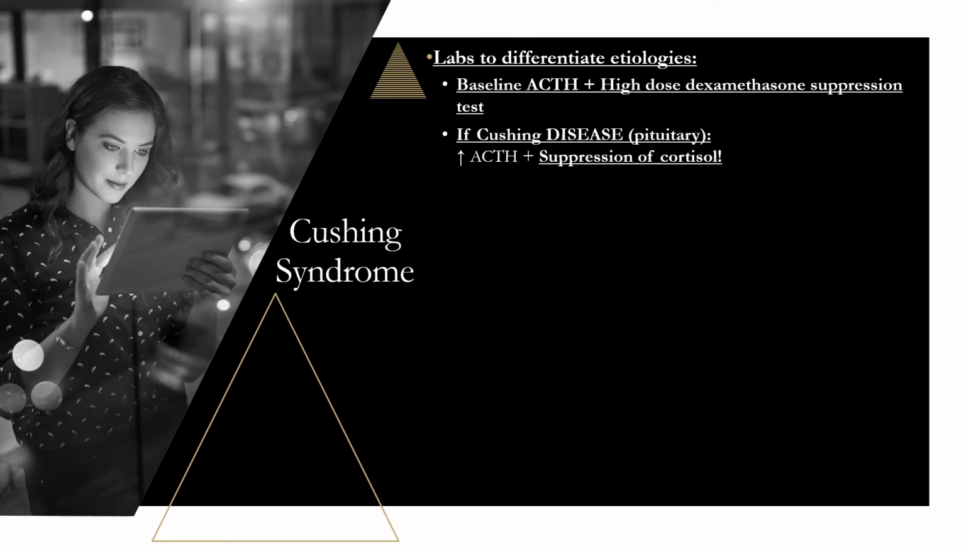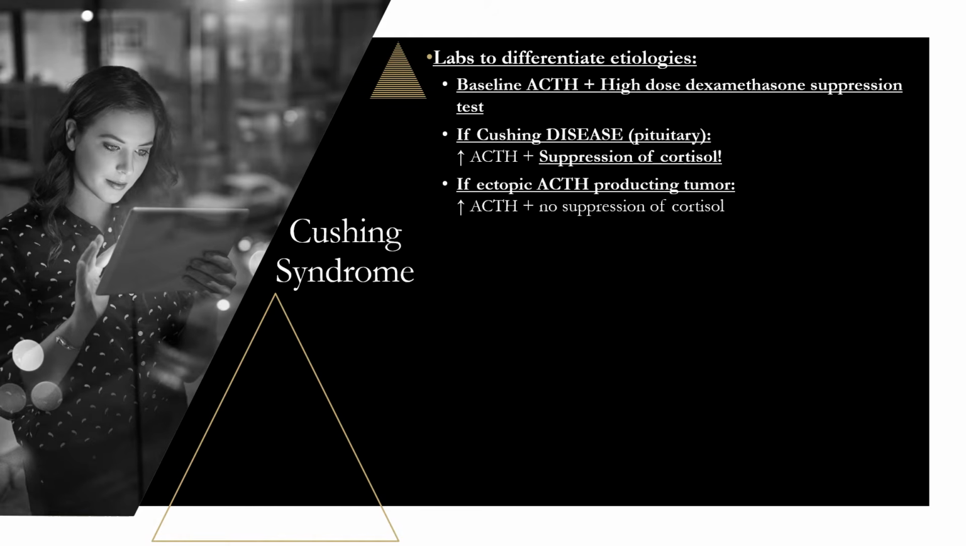Cushing's disease is the only etiology that will suppress with the high dose dexamethasone suppression test. None of the other ones will. This is the only one where, when you give that high dose dexamethasone, the cortisol will suppress. So remember that only Cushing disease will suppress.